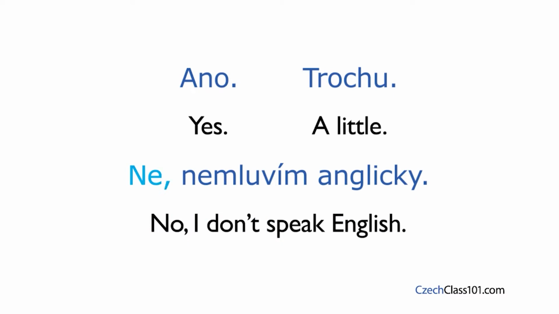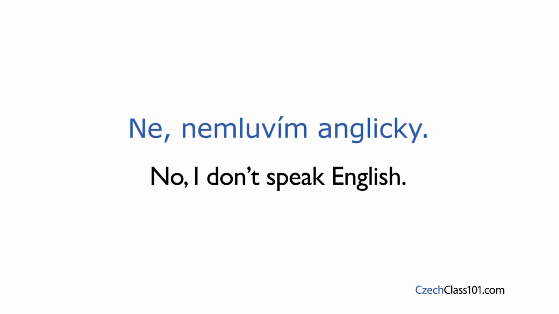Since this last one is a negative statement, we need to attach ne to the verb mluvit. Notice also that the form mluvím is slightly different than mluvit. Remember, the verb changes depending on the person it refers to. We are now talking about ourselves. Thus, I do not speak is nemluvím.